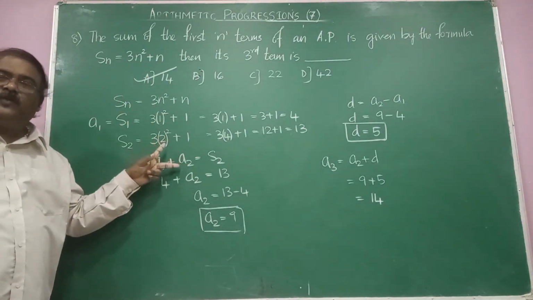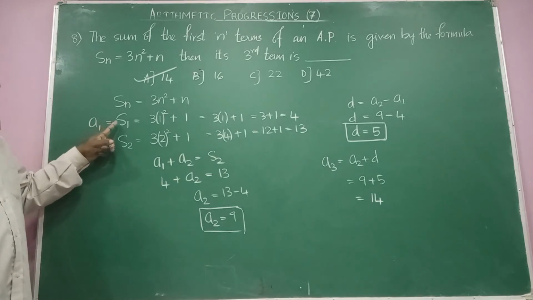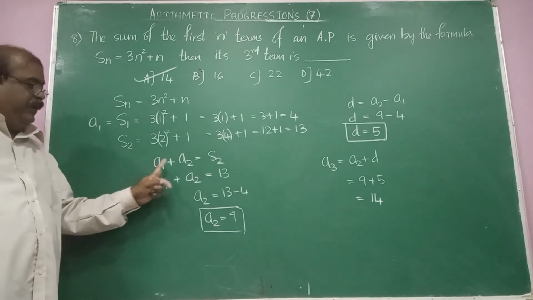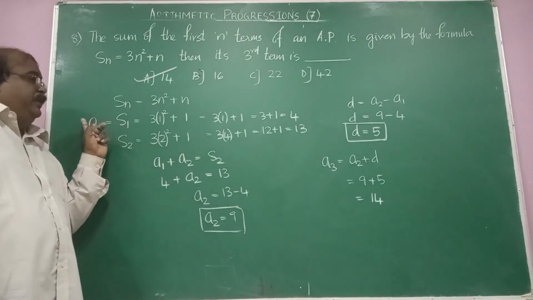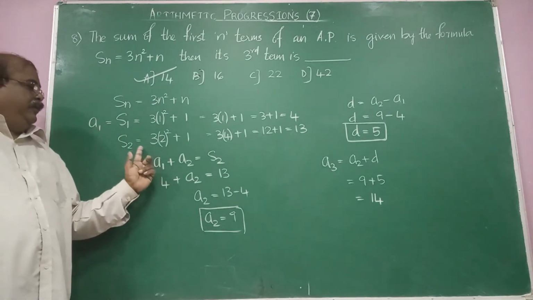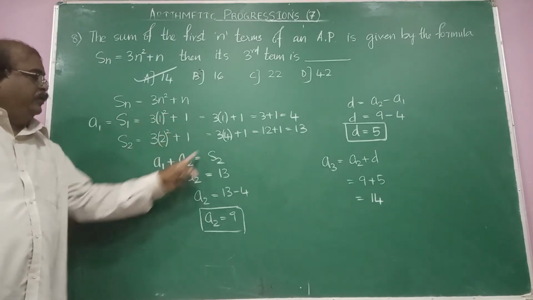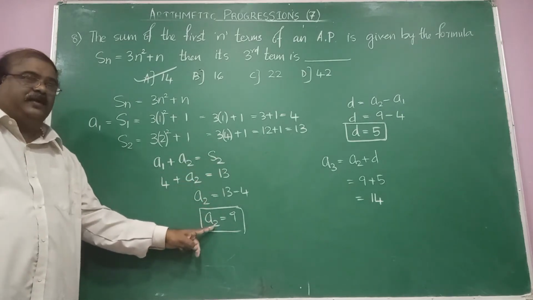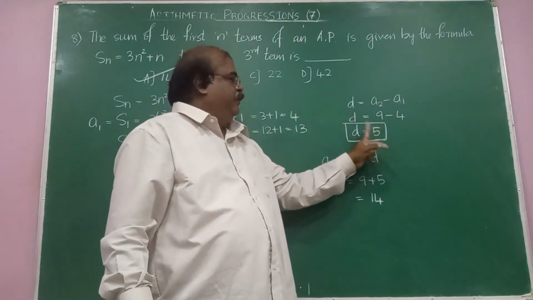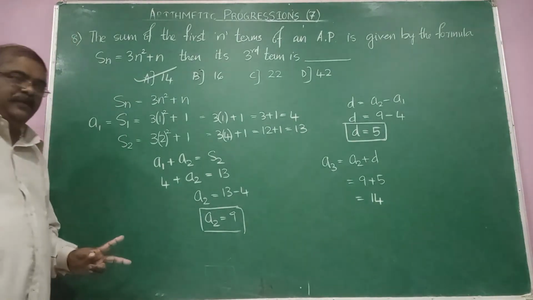This question is asked very often in examination. Students make a mistake for this particular sum. S2 and A2 are not one and the same. S2 is A1 plus A2. S1 and A1 is the same. Is that clear? But S2 is nothing but A1 plus A2. So you know what is A1, you know what is S2. This gives you the second term. Once you know the second term, find the common difference A2 minus A1, which is 5. Since I asked you for the third term, it is nothing but A2 plus D.